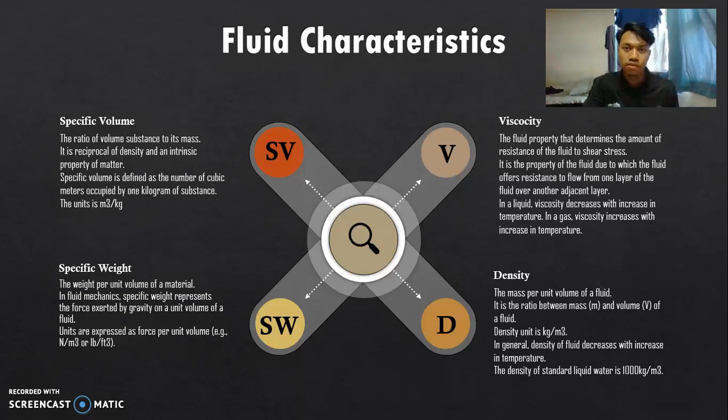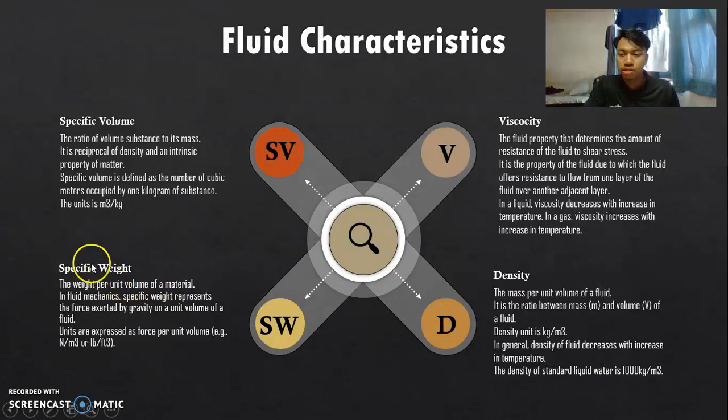Here are some of the fluid characteristics. First is specific volume, the ratio of volume of a substance to its mass. It is the reciprocal of density and an intrinsic property of matter. Specific volume is defined as the number of cubic meters occupied by 1 kilogram of substance. The unit is meter cube per kilogram.